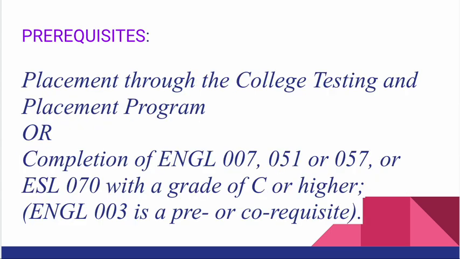Entry to this course is through a certain score on the placement test, or you can complete 007, 051, 057, or ESL 070, and you have to pass those courses with a C or better. If you are required to also take English 003, which is reading strategies, determined by your placement test, you need to take that at the same time that you're taking 101 or before you take 101. If you were taking both at the same time and you decided to drop English 003, you would not be allowed to be in English 101.